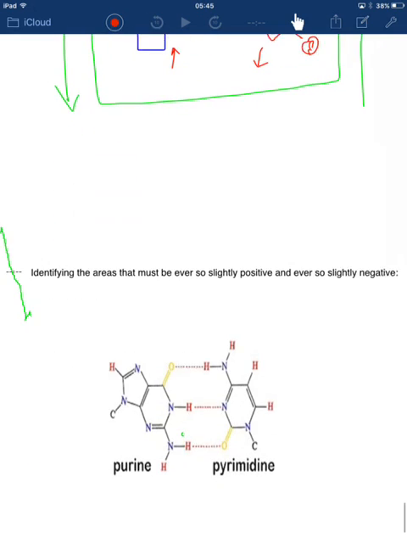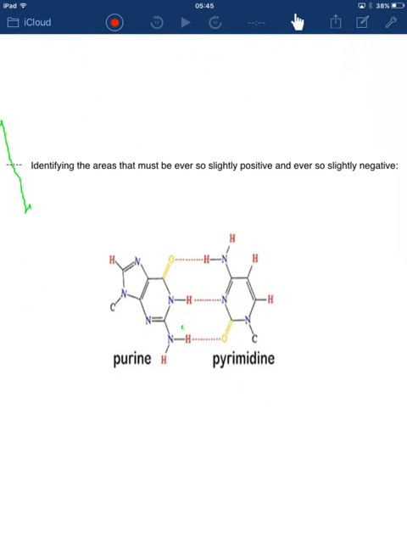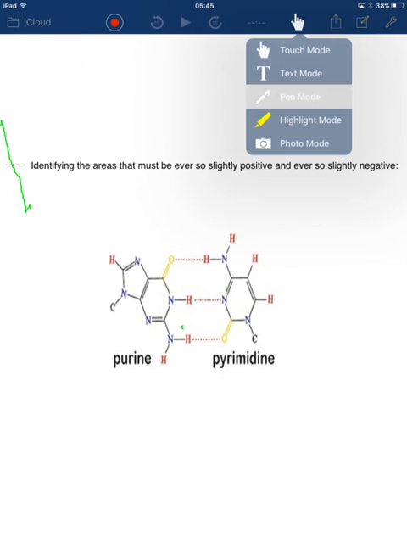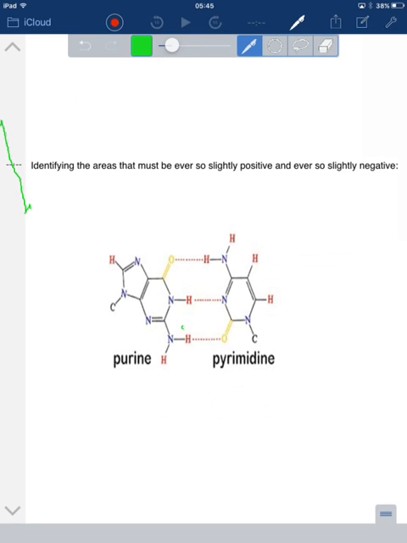And this can be best seen if we look at a detailed version of our purine binding to a pyrimidine. And we can see here that this must be guanine to cytosine, because there are 1, 2, 3 hydrogen bonds. So how does this happen?